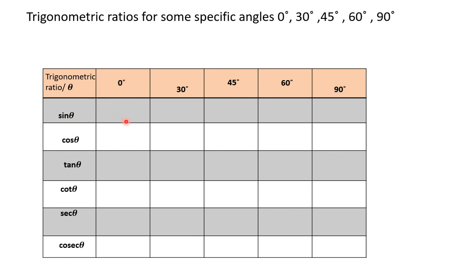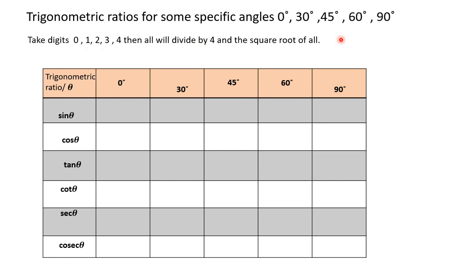Now for finding these trigonometric ratios of the specific angles, we take the digits 0, 1, 2, 3 and 4. Then we divide all these digits by 4, and after that we take the square root of all these values. So let's solve. 0 divided by 4 and taking the square root gives 0, so sin 0 degree is 0. Then 1 upon 4 and taking the square root, we get 1 by 2, so sin 30 degree is 1 by 2.